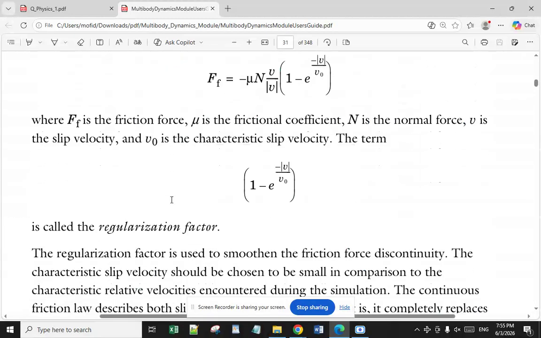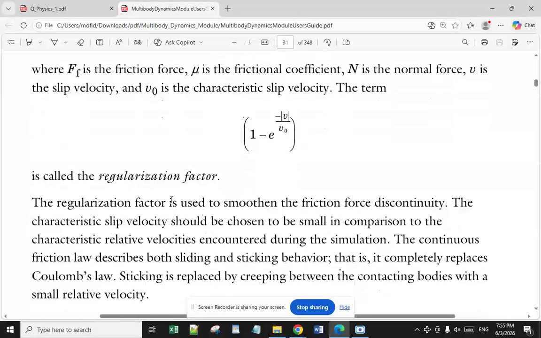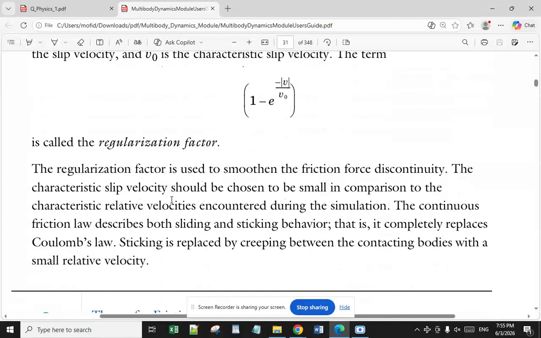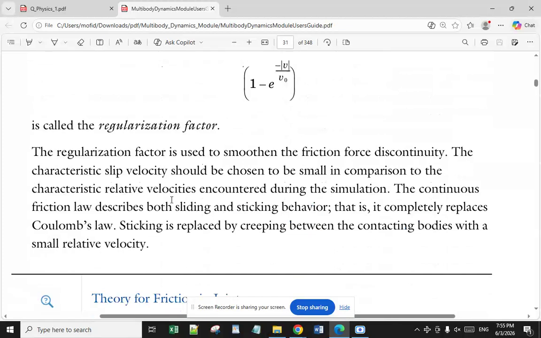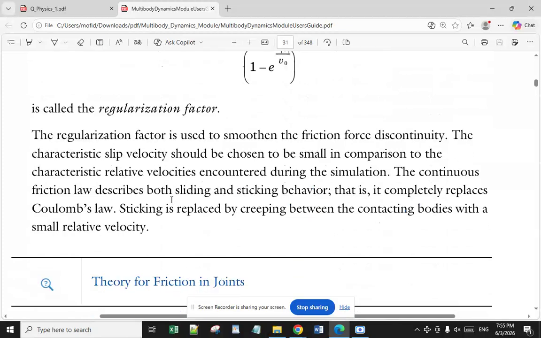You see that we have F_f equal to minus mu N times nu divided by absolute nu, multiplied by 1 minus e to the power of minus absolute nu divided by nu 0, where F_f is the friction force, mu is the frictional coefficient, N is the normal force, nu is the slip velocity, and nu 0 is the characteristic slip velocity. The term 1 minus e to the power of minus absolute nu divided by nu 0 is called the regularization factor.